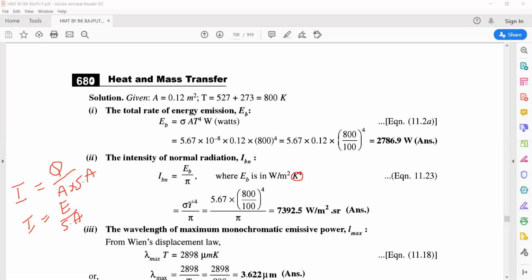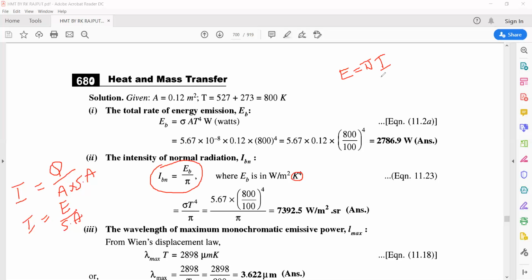Because E_B is nothing but sigma T to the power 4, that is the emissive power from the black body. So 5.67 into 10 to the power minus 8 into the temperature, 800 kelvins, to the power 4, divided by pi. Popularly, this equation is known as the relation between emissive power and intensity of radiation. In lecture number 4, we derived the equation E equals pi into I. Use this formula.